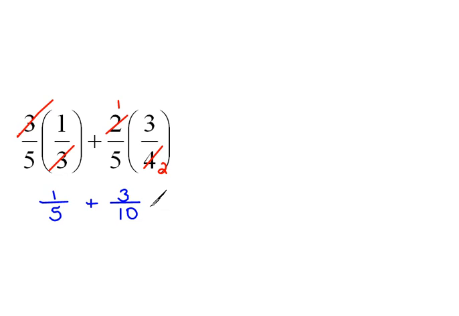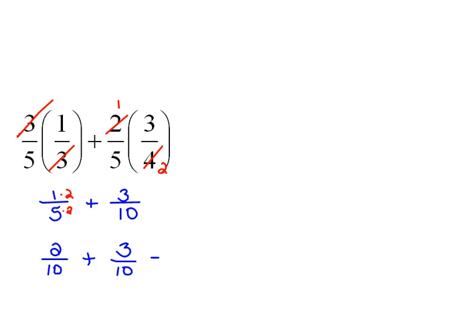Now we're adding these fractions, and remember from your fraction rules, in order to add these we have to have a common denominator. So our common denominator here will be a 10. Our second fraction is already over the common denominator, so we don't have to change it. But our first fraction, we'd have to multiply that 5 times 2 to get 10, so we have to multiply the numerator by the exact same thing. So 1 times 2 is 2.